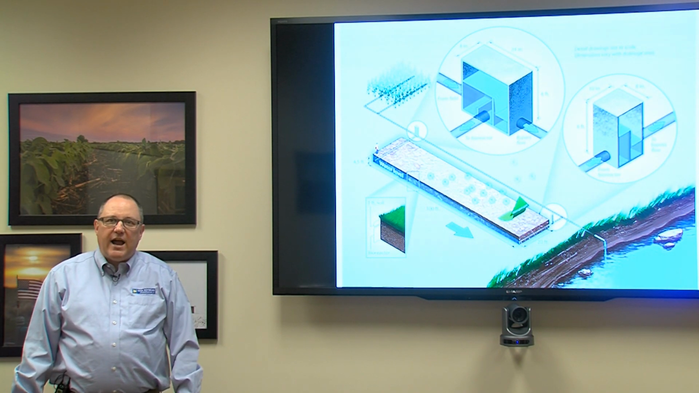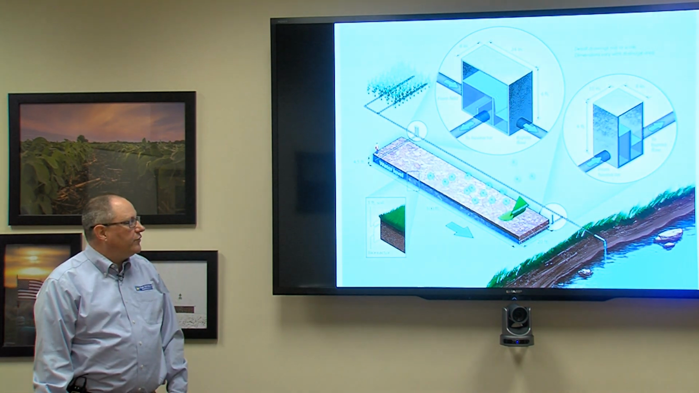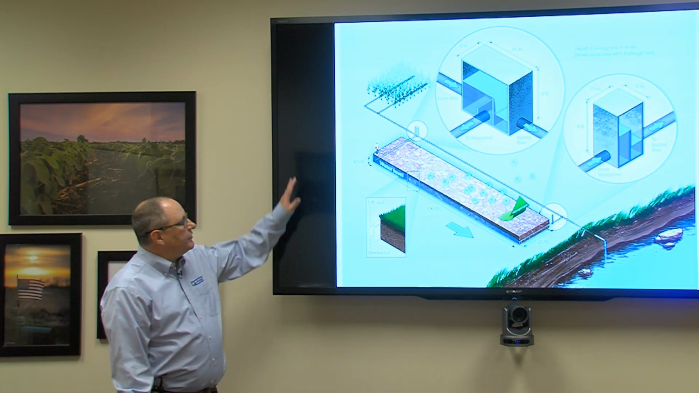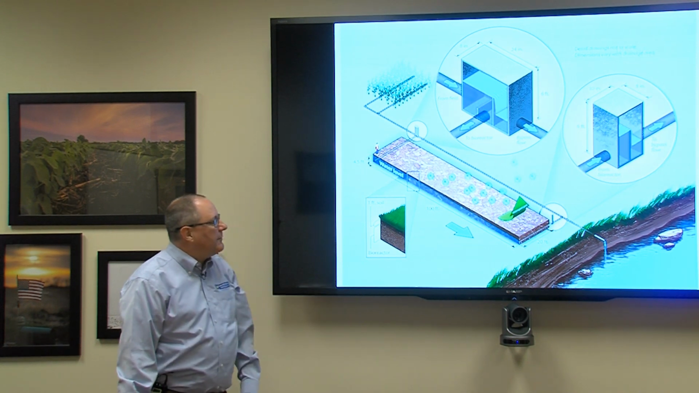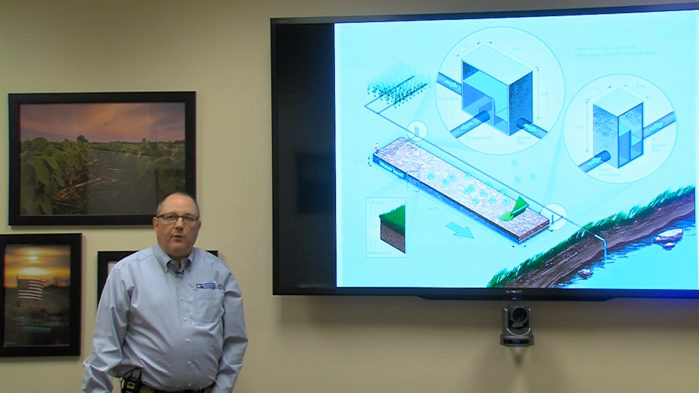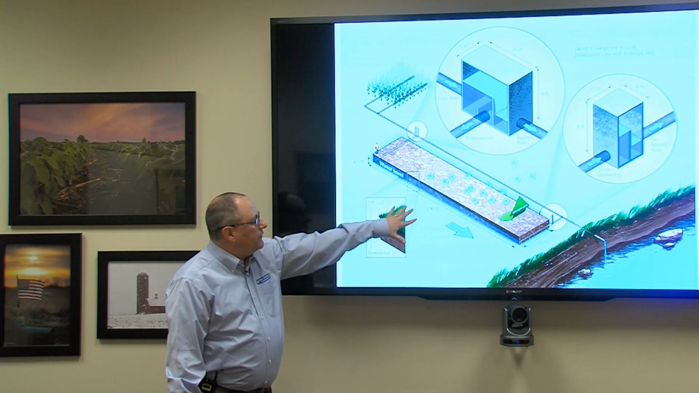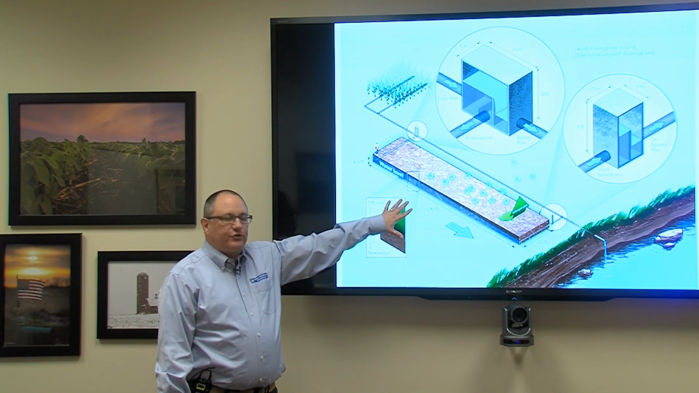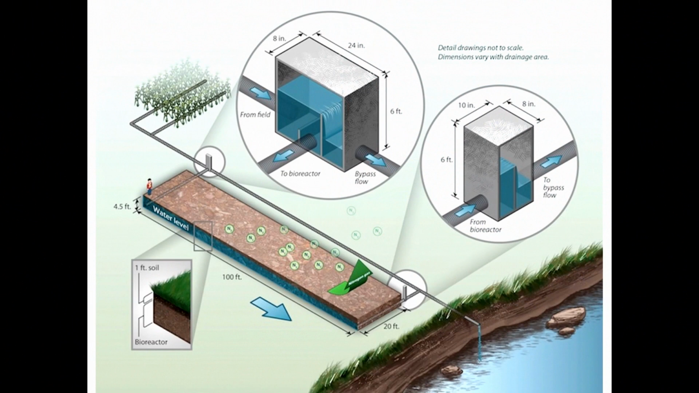And if we look at kind of a diagram view of that bioreactor, this is what it's going to look like. And so similar to a saturated buffer, we've got our main that's coming down from the field. We intercept that with the control structure, divert as much of that water as we can into that trench with the wood chips. And as that water moves through the wood chips, bacteria that are living on those wood chips are going to convert that nitrate nitrogen into the nitrogen gas that's going to, again, seep up out through the soil of that bioreactor out to the atmosphere, and then we've got less nitrate leaving downstream.